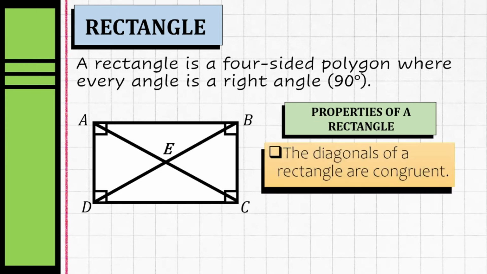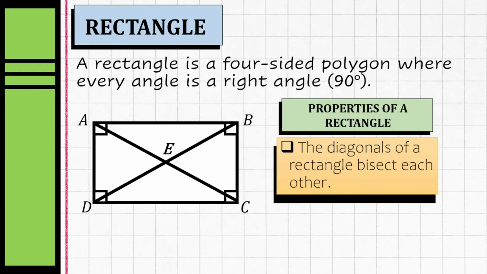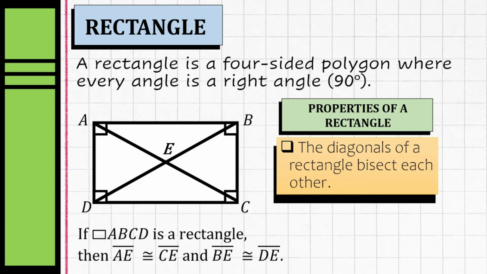Alright, let's move on to its diagonal. For the diagonals of a rectangle, they are congruent. So we can say that the diagonal AC is congruent to the diagonal BD. The diagonals of a rectangle bisect each other. We can say that segment AE is congruent to segment CE and segment BE is congruent to segment DE.